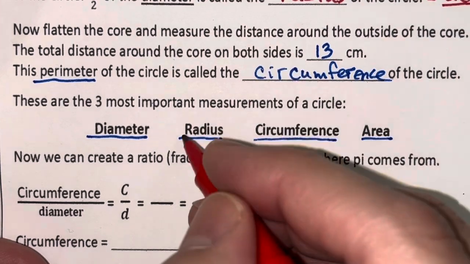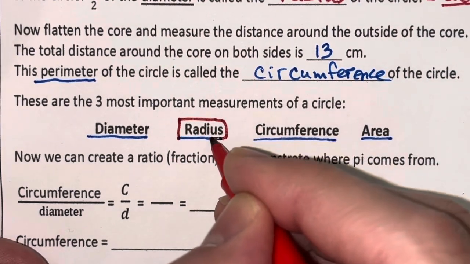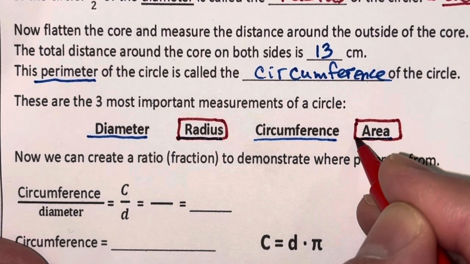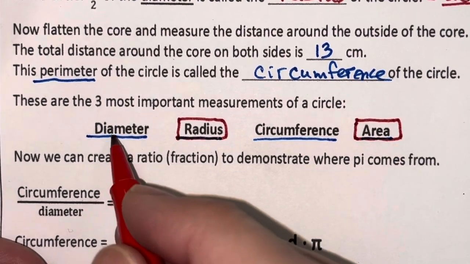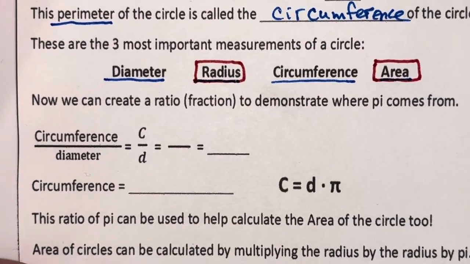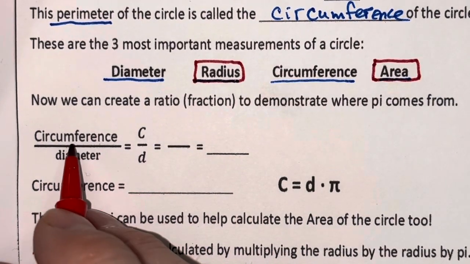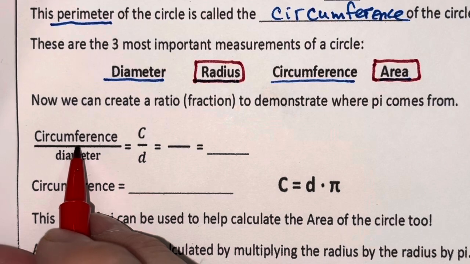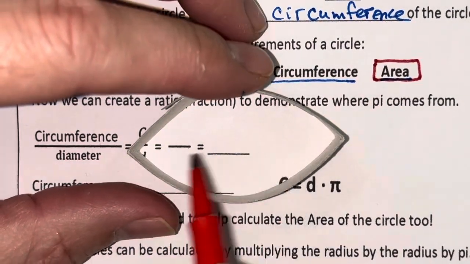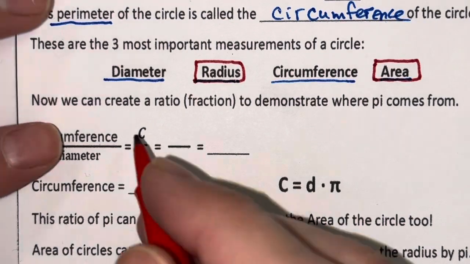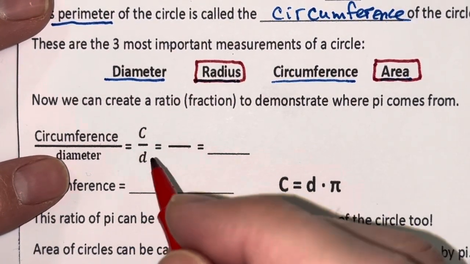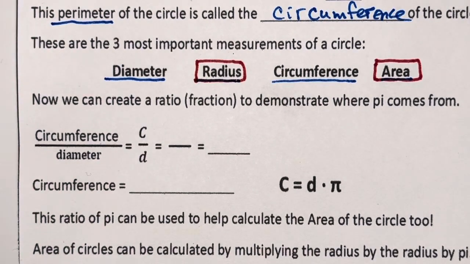And I'm actually, let's put a radius in red and then area in red. So those two things are going to be used, and then diameter and circumference will be in blue. So what can we do with this? So the circumference, if we divide the distance around by the distance across, and we set it up as a fraction, then it will give us this special factor that exists within all circles.